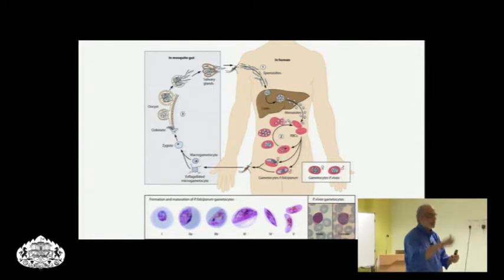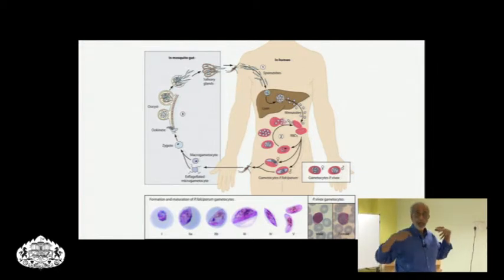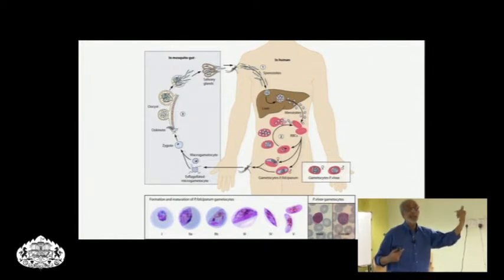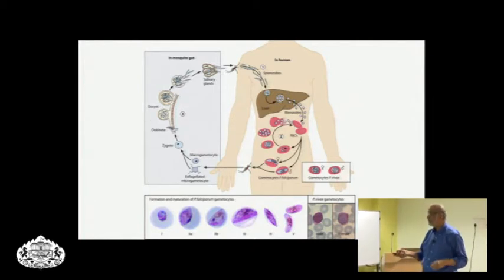It needs to digest that hemoglobin to make space for it to grow. It can grow into progeny. So a single merozoite can give rise to as many as 32 merozoites, each progeny, and then they will go and grow into other cells and so on.